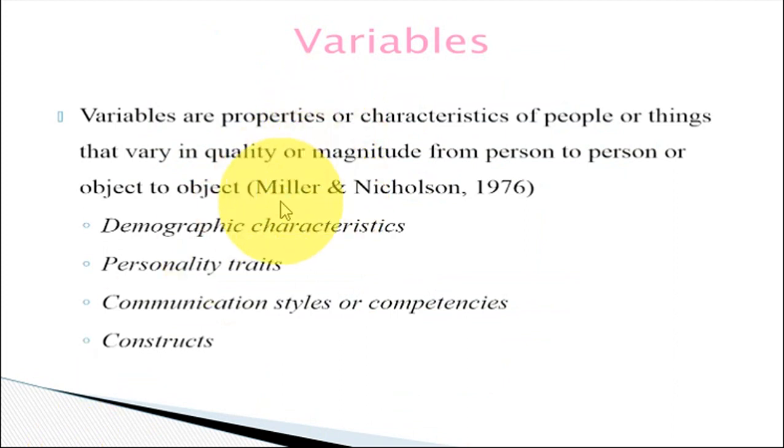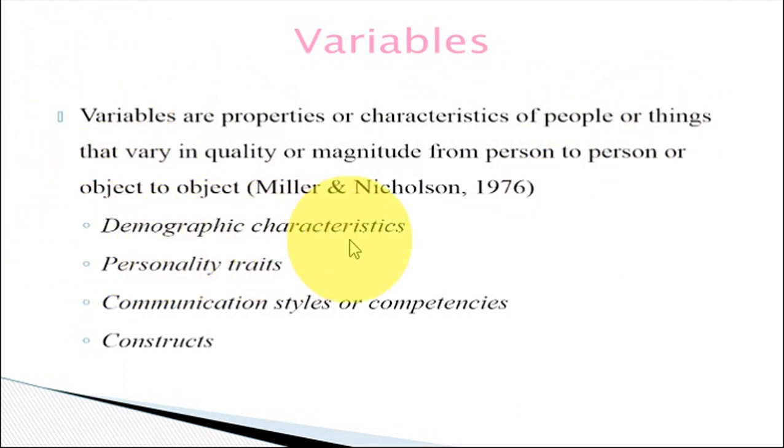Variables, by definition by Miller and Nichols in 1976, are properties, the characteristics of participants or people, or things, which vary, which differ in quality or magnitude from person to person or object to object. And those characteristics that the researcher is interested to study are called variables.